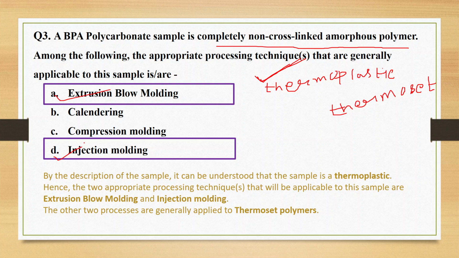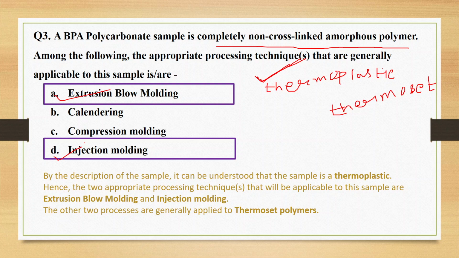That's why with thermoplastics, blow molding and injection molding processes can be applied. You can heat it, mold it to different shapes, and once you lower the temperature, it goes back to its original state while maintaining its shape. This is the advantage thermoplastics give you. So extrusion blow molding and injection molding are used for thermoplastics.